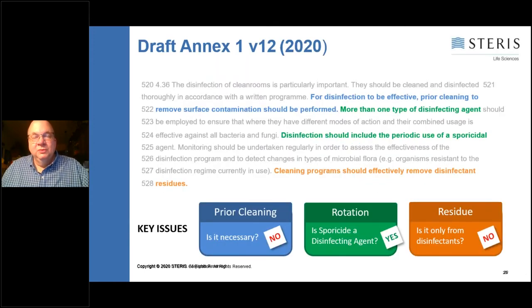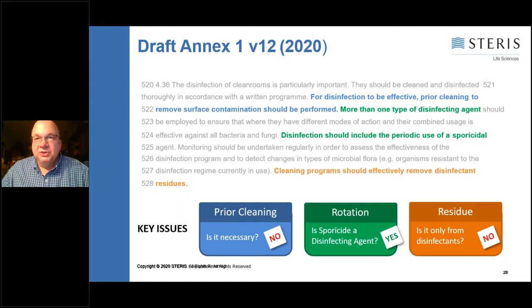The current draft of Annex 1, which may or may not be finalized by this time next year, has several key points in it. Here I just wanted to highlight a couple of them. In relation to prior cleaning, it's really not needed, and I highlighted it in blue here on the slide, unless you do a process like tissue banking, where you're working, let's say, with cadaver or bone paste or a bone, and it's a very dirty environment. If that's the case, you may need to use a cleaner first. But typically in clean rooms, the majority of the disinfectants you utilize, phenols and quats, are registered, for example, in the US with EPA, as one-step cleaner slash disinfectants. So they have surfactants to clean the surface, and they also provide a moderate level of kill.